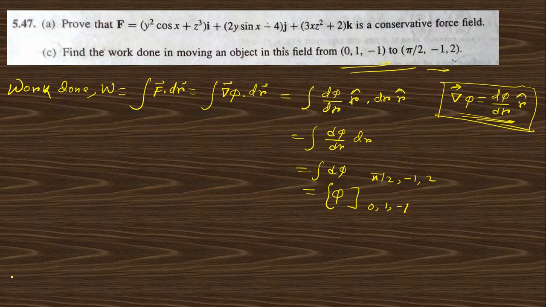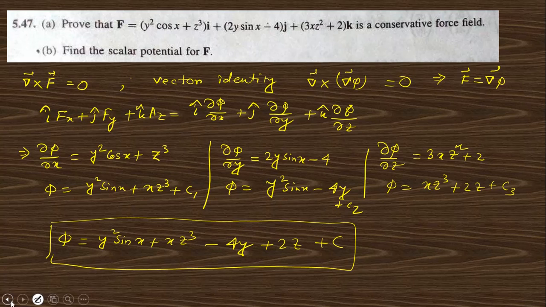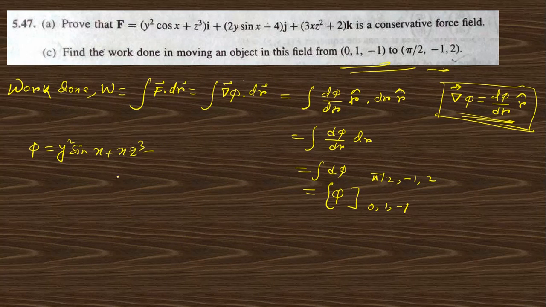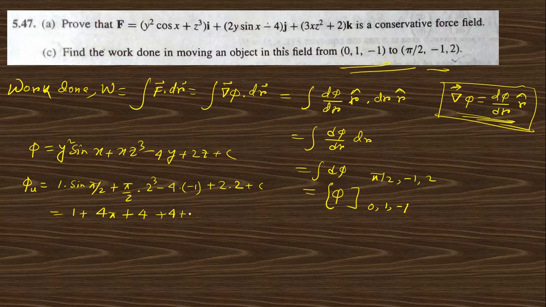Okay, so here we put the value of phi. The value of phi is y square sin x plus x z cube minus 4y plus 2z plus c. C is cancelled out. So if we put the upper limit, that is pi by 2, y is minus 1, whole square, 1, sin pi by 2, plus x is pi by 2 and z cube is 2 cube, minus 4 into y is minus 1, plus 2z is 2, plus c. So sin pi by 2 is 1, so this is 1, this is 4 pi, this is 4, this is 4, so this becomes 9 plus 4 pi plus c.